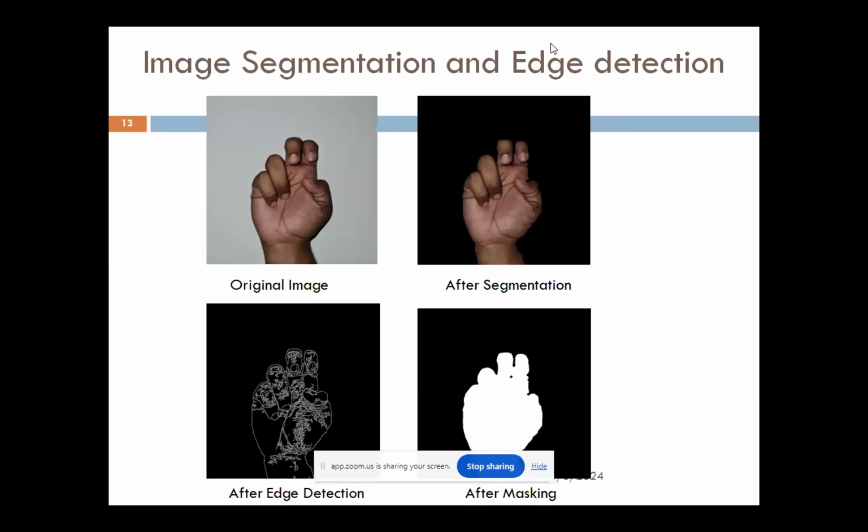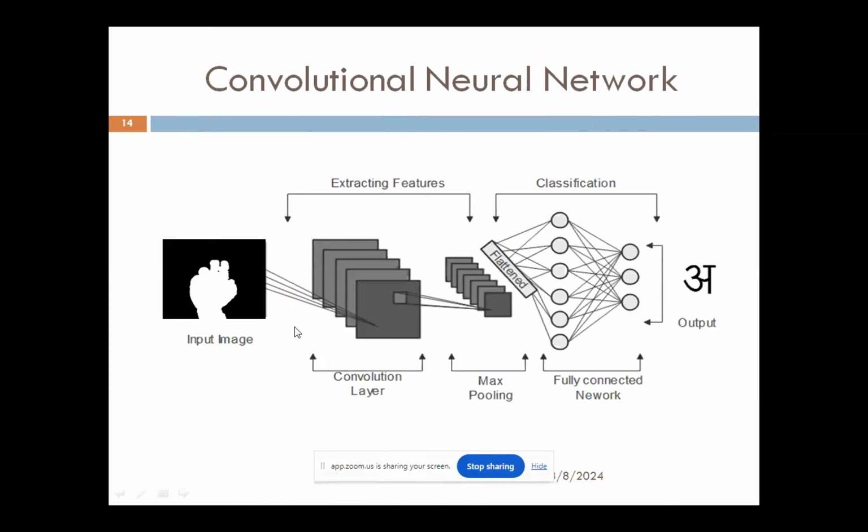After that we apply the Canny edge detection technique to detect the edges. The third image is the output of the Canny edge detection, and at the end we apply the morphological operations, opening followed by closing, to apply the mask to the image. The last image is the output after the pre-processing. Now this image is the input for the convolutional neural network. So this is the input image. Then the convolutional neural network performs the feature extraction and classification.